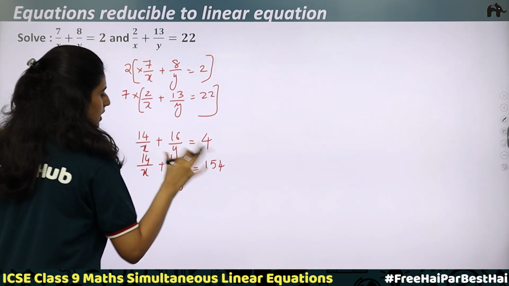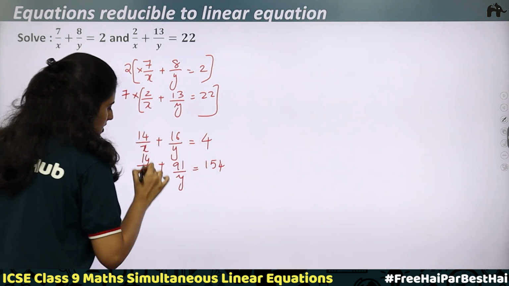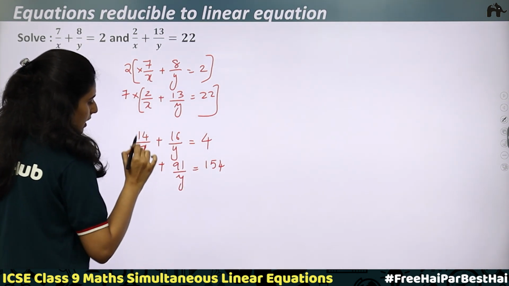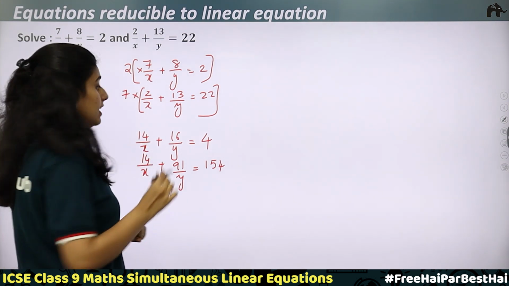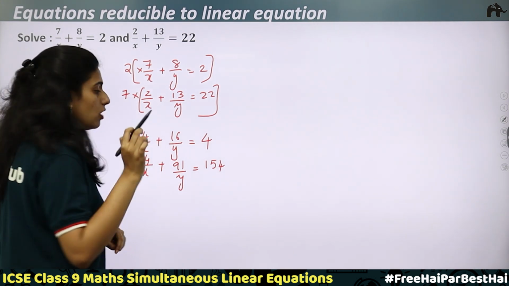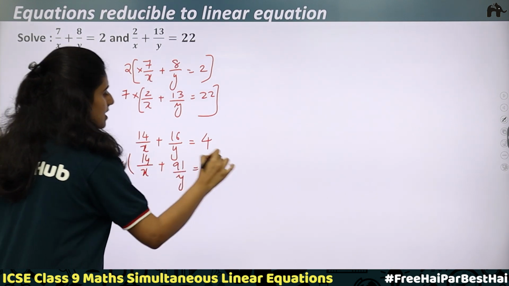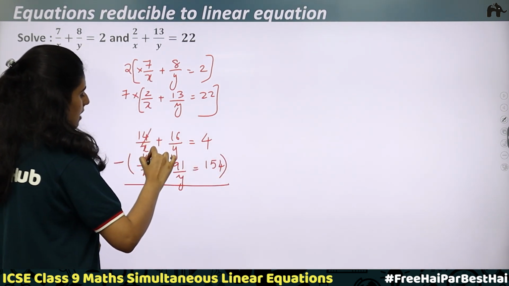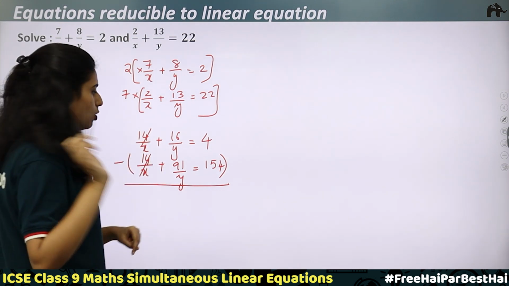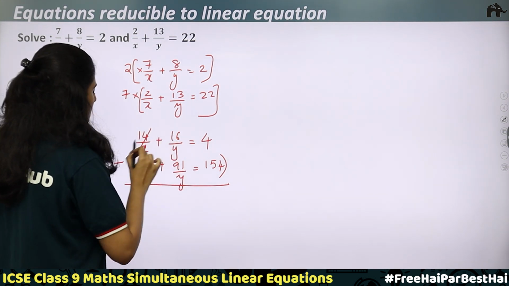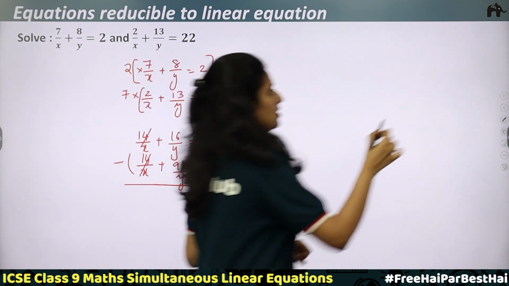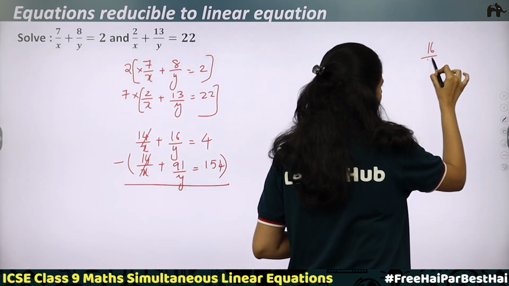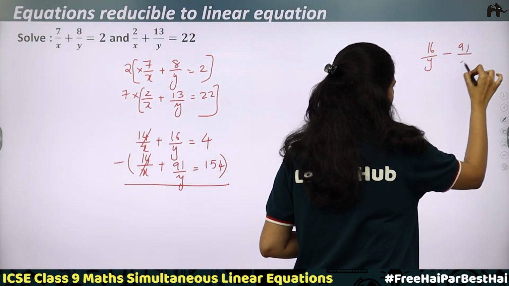Okay, we got two expressions. When you compare this, you can see that here we have 14 by x and here also we have 14 by x. They have the same sign. To remove, what should be done? We have to subtract the second equation from the first equation. Then what do we get? 14 by x minus 14 by x will become 0. 16 by y minus 91 by y.